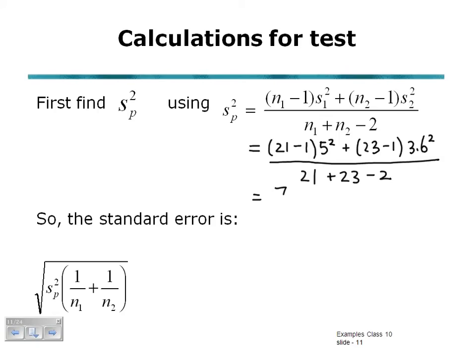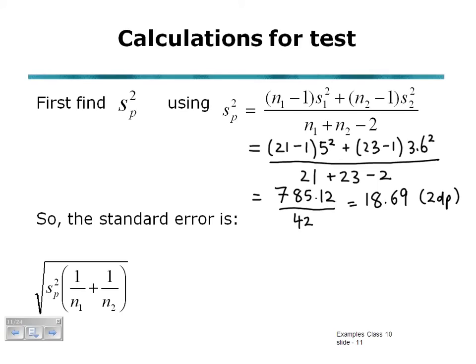Now, big calculation to do there, so we'll work out the top line. The top line comes to 785.12, and the bottom line is 42. Check that you can get that calculation for the numerator: 20 multiplied by 5 squared plus 22 multiplied by 3.6 squared comes out at 785.12. That division gives us 18.69 to 2 decimal places. Of course, when you're using a calculated value in a further formula, keep the accuracy of the calculation. Use Excel to do that calculation.